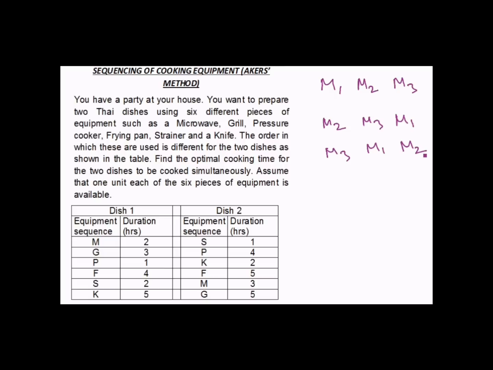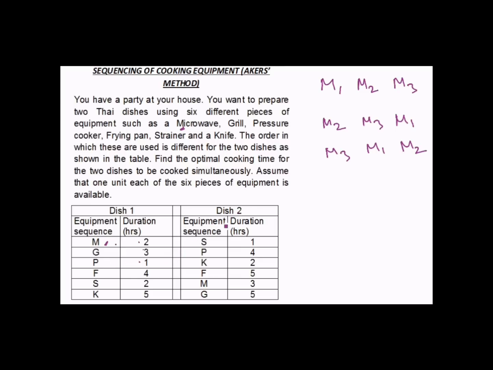So as shown in this table, for dish 1 we have equipment sequence as M, G, P, F, S, and K. Here I have used the first letter of the equipment, that is microwave is M, then G is grill, P is pressure cooker, F is frying pan, S is strainer, and K is knife. So for dish 1 we need 2 hours to process on microwave, 3 to process on the grill, 1 to process on the pressure cooker, and so on.